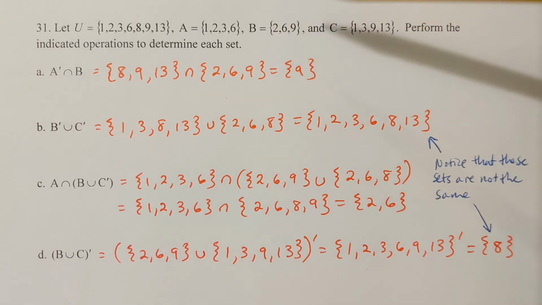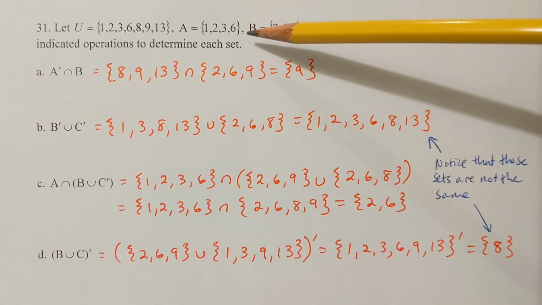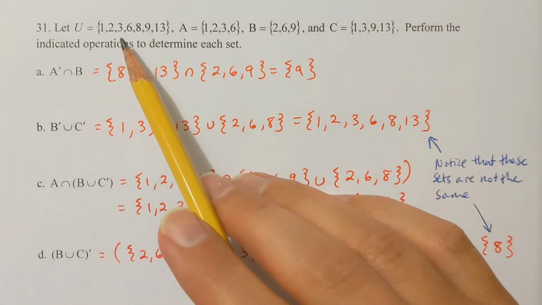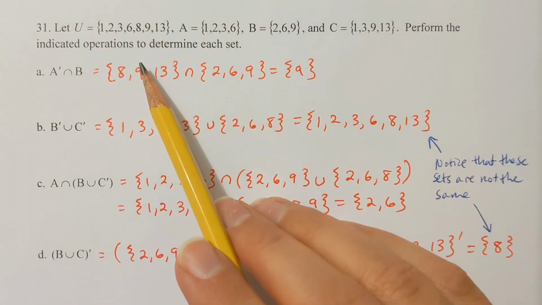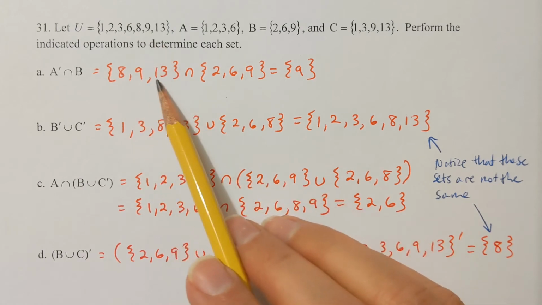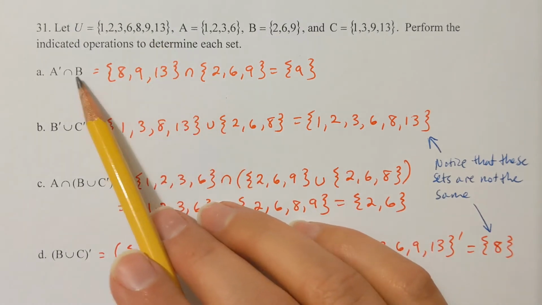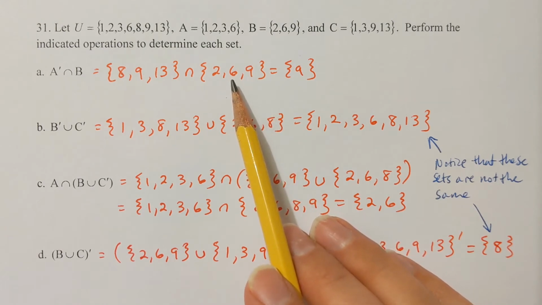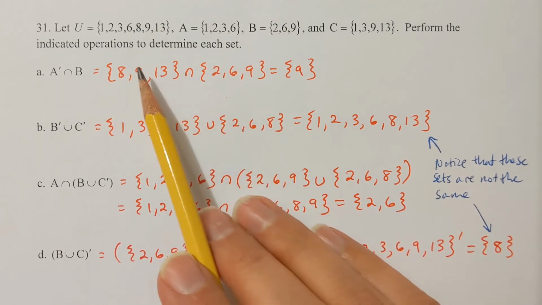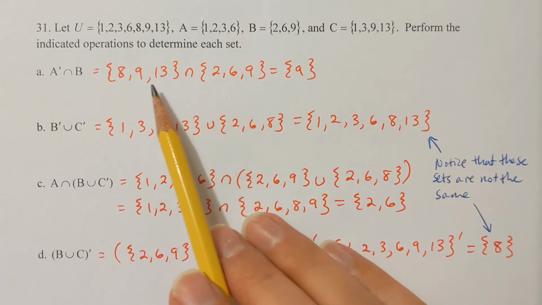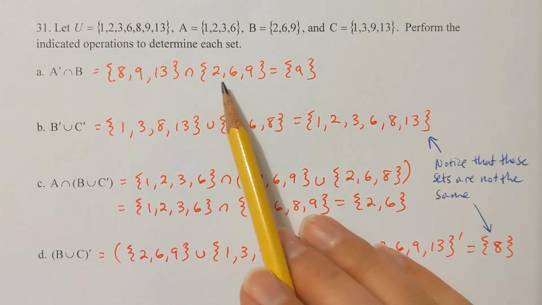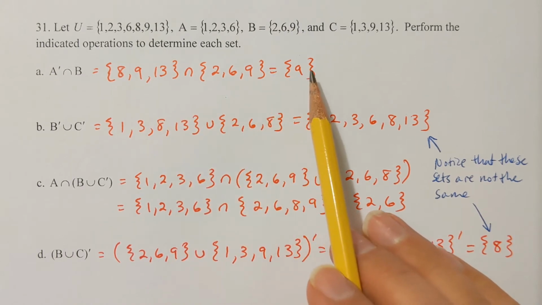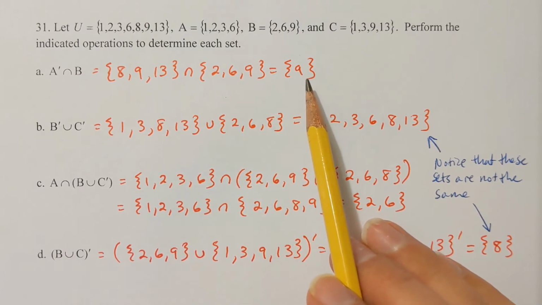A complement is everything that is not in A but still part of the universe. So everything that is not in A is the set containing 8, 9, and 13, intersect B. I've just written B again. Intersection means you're talking about the elements that you see together. And 9 is the only element that I see in both sets together, so the set containing 9 is going to be my answer.